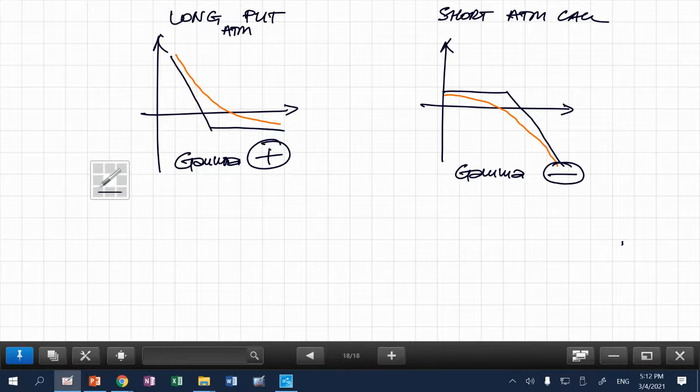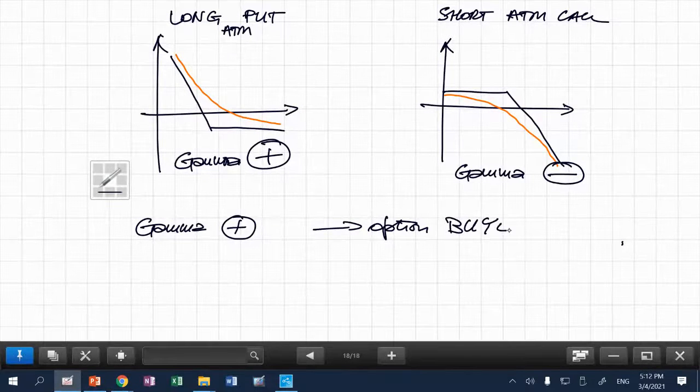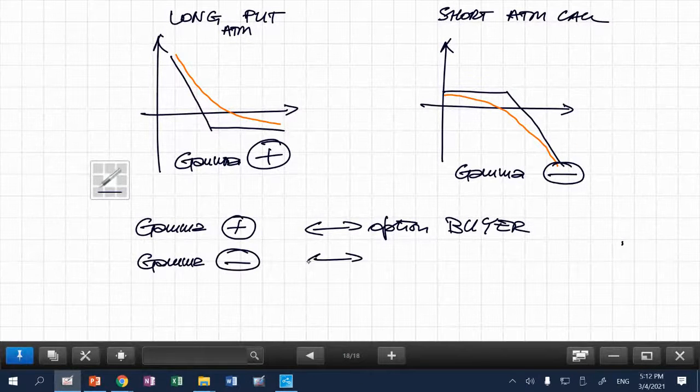So what you can see is that you are gamma positive whenever you are an option buyer. Doesn't matter whether it's a call or a put. In both cases, if you're long a call or long a put, you are positive gamma. Instead, you are gamma negative when you are an option seller.